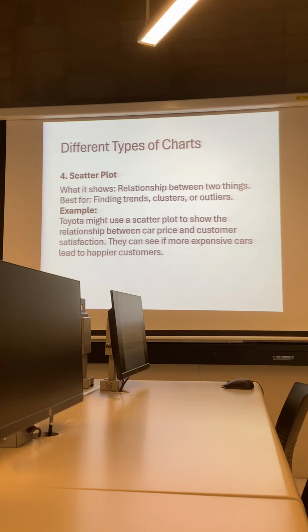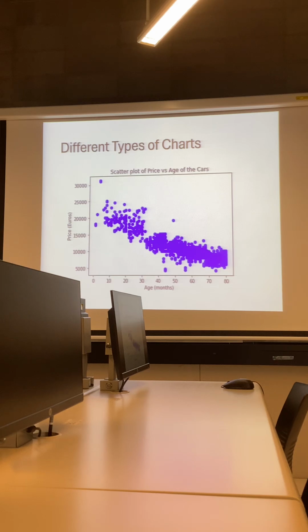For example, Toyota might use a scatter plot to show the relationship between car price and customer satisfaction. They can see if more expensive cars lead to happier customers. Okay, so this is a scatter plot. This is the example of a scatter plot.